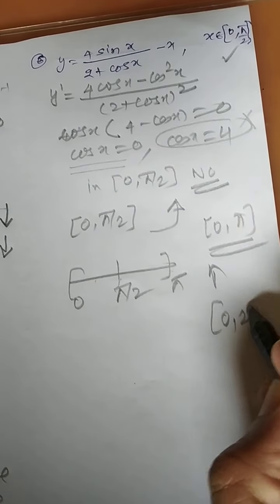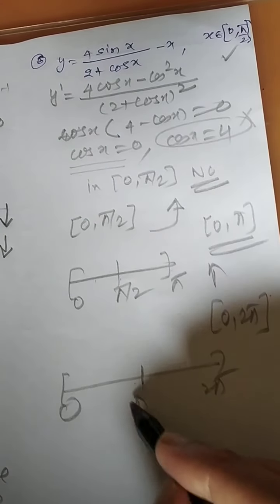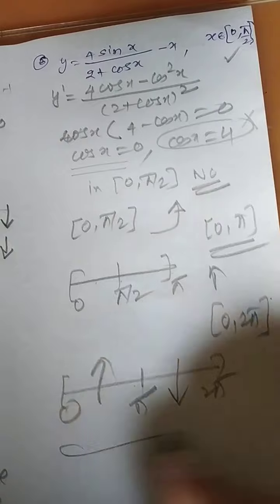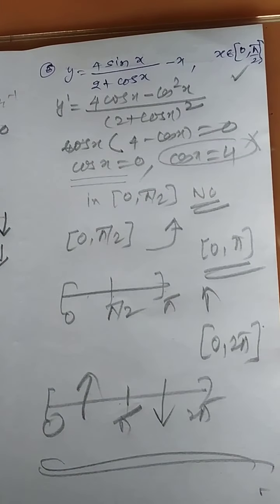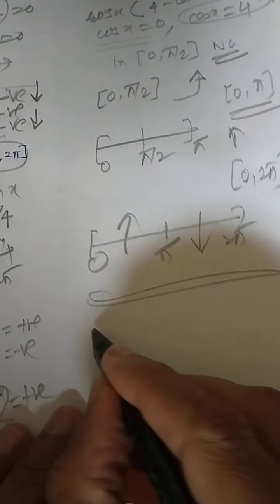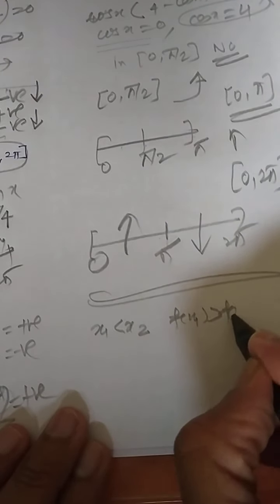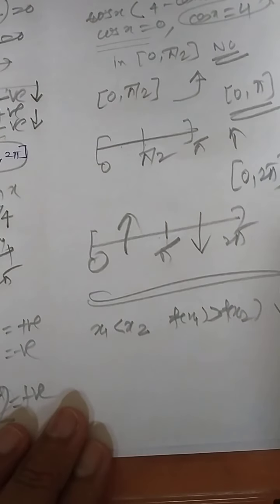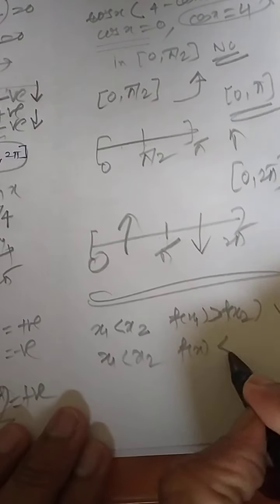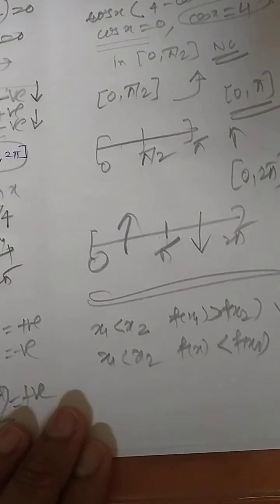Suppose 0 to 2 pi is asked, then over here this is 0, this is 2 pi, this is nothing but pi, where the function will be. So in this interval it is increasing, in this interval it is decreasing. So by changing the intervals you can frame many questions. So we'll conclude something like this. If x1 is less than x2 and f of x1 is greater than f of x2, then it is called a decreasing function. And if x1 is less than x2 and f of x1 is less than f of x2, then it is called an increasing function. So you should keep this remark in mind.